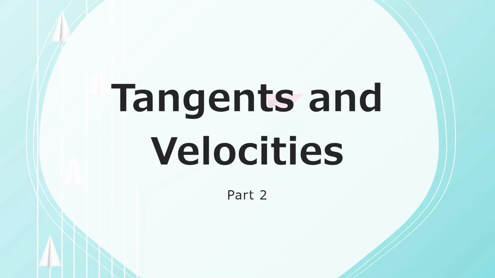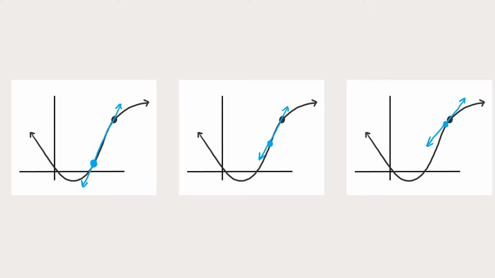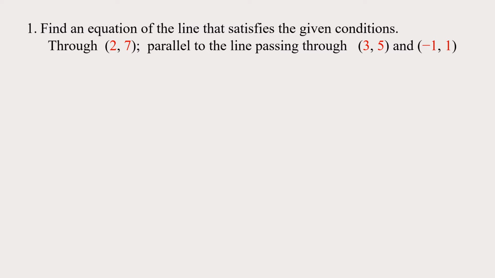Tangents and Velocities, Part 2. In the last video, we introduced the idea of using successive secant lines to approximate the slope of a tangent line. Since we're going to be finding the equations of lines in calculus, let's do a quick review of how to find the equation of a line.